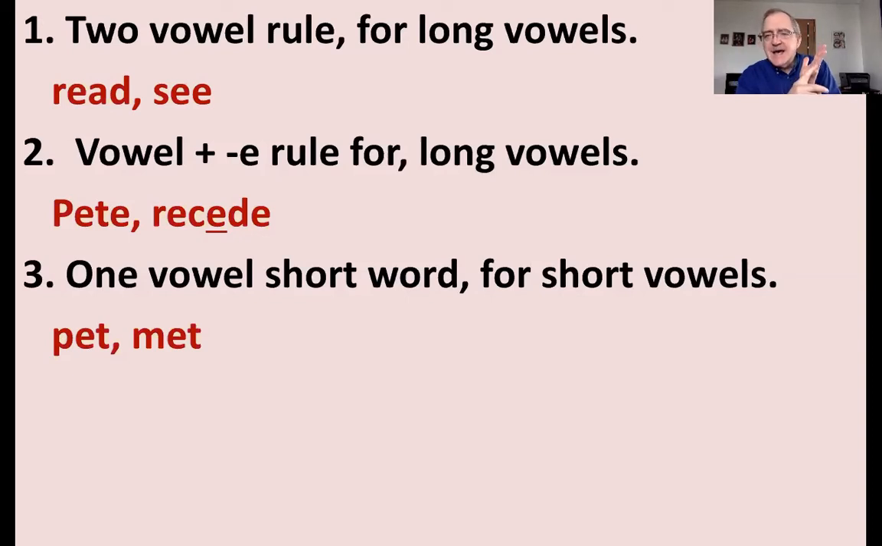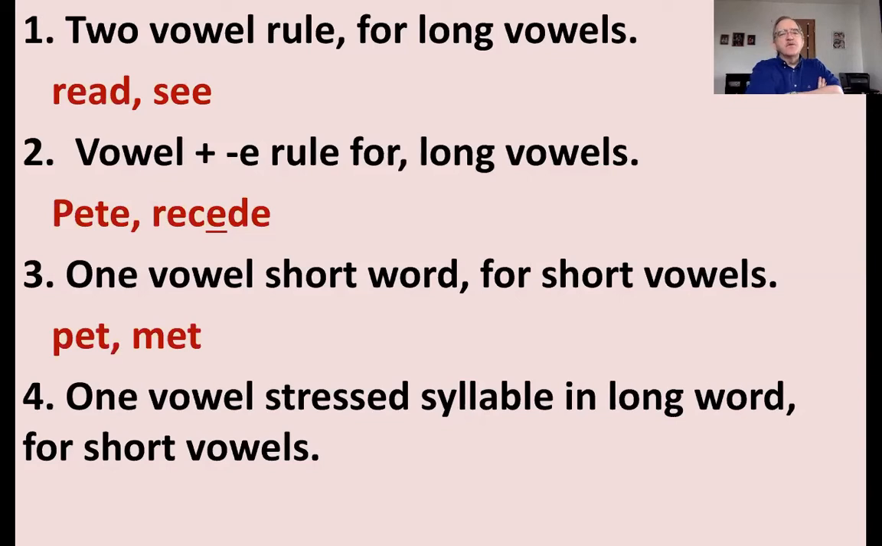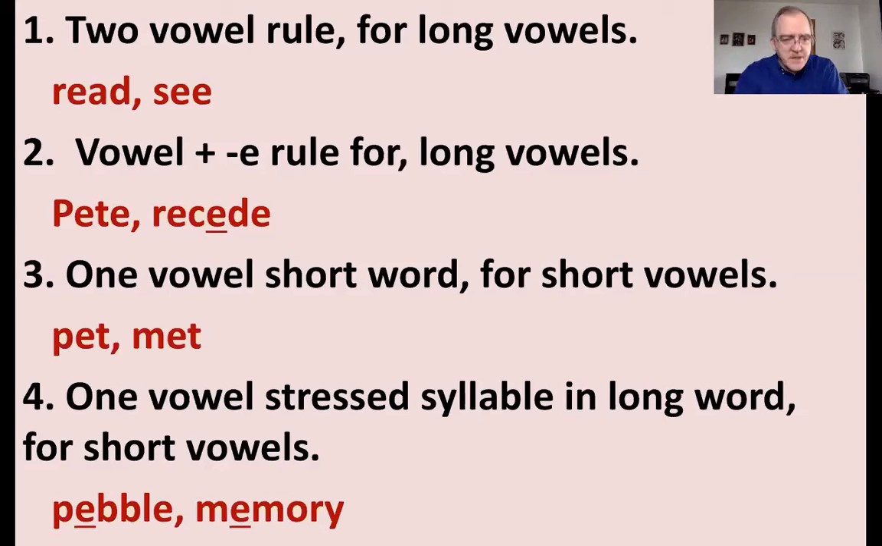The E becomes short e, pet. The A becomes short a, cat. The O becomes short, which is ah, hot, pot. Okay? And so that's the one vowel short word rule. Now the last rule, rule four, is the one vowel stressed syllable in a long word. And that makes a short vowel. For example, pebble. Pebble means a small rock. The word is pebble. That's two syllables. Pebble. And if there's two syllables, the stressed syllable takes a short sound.